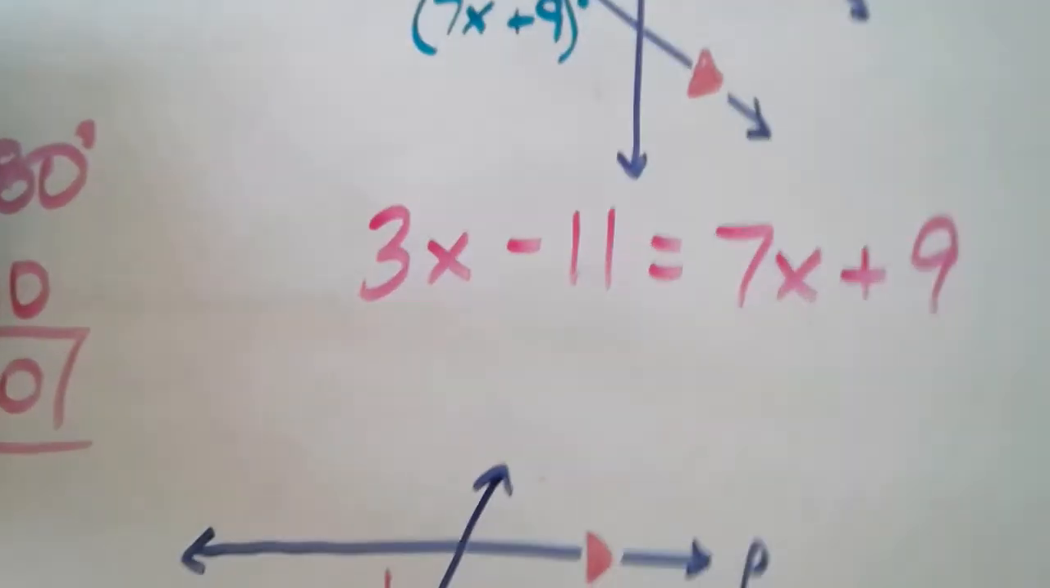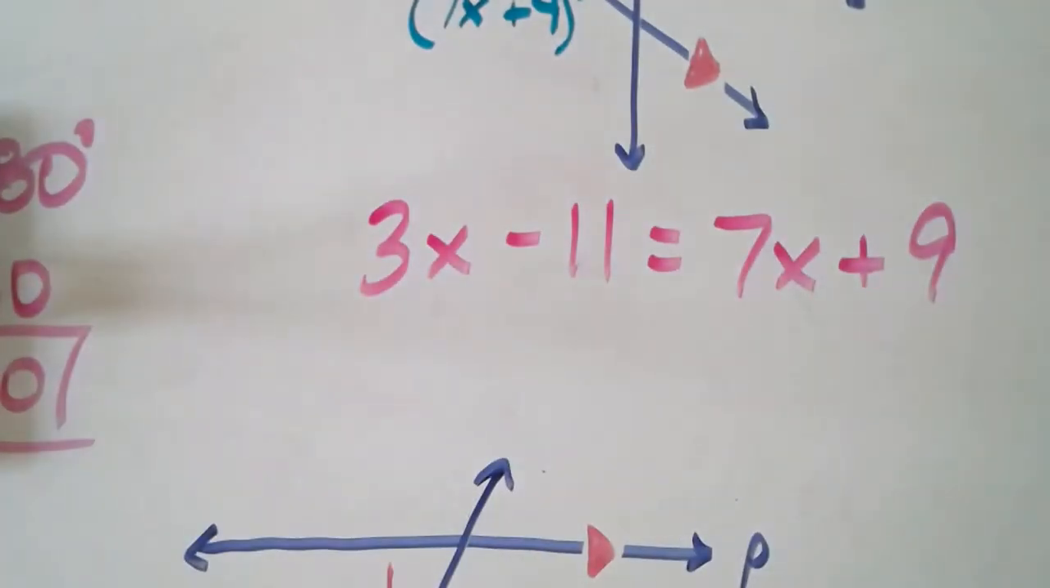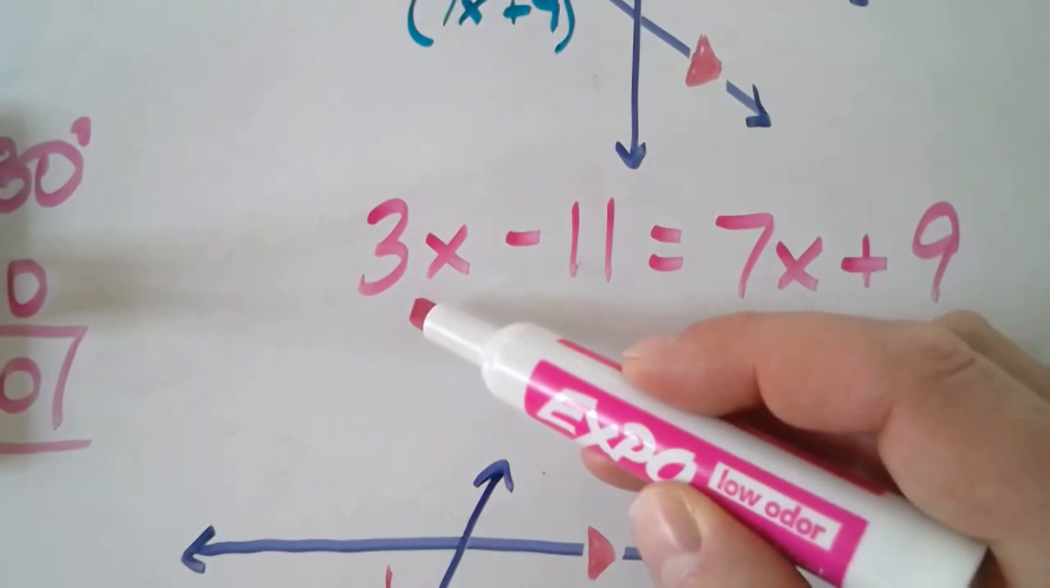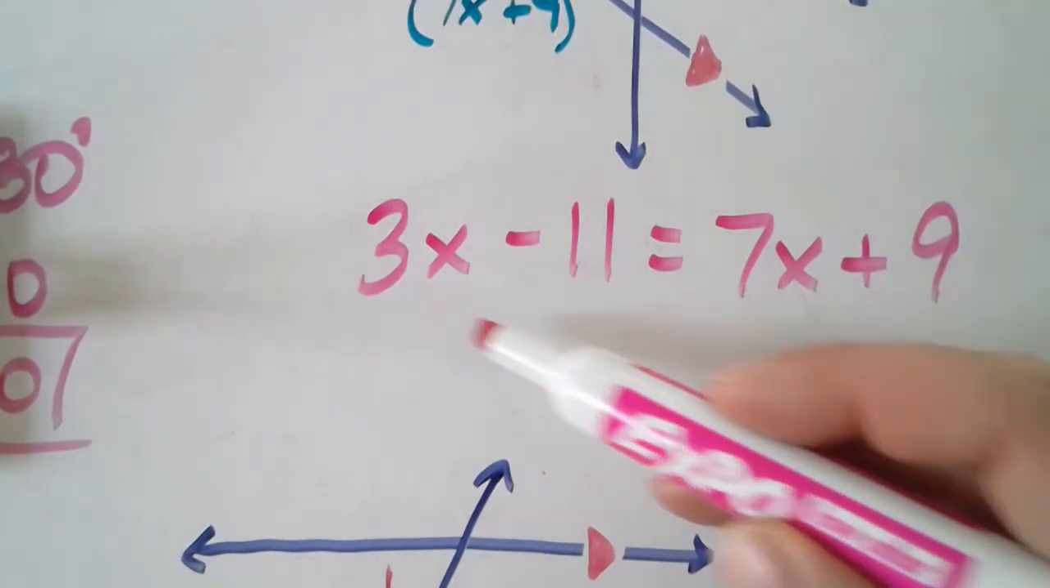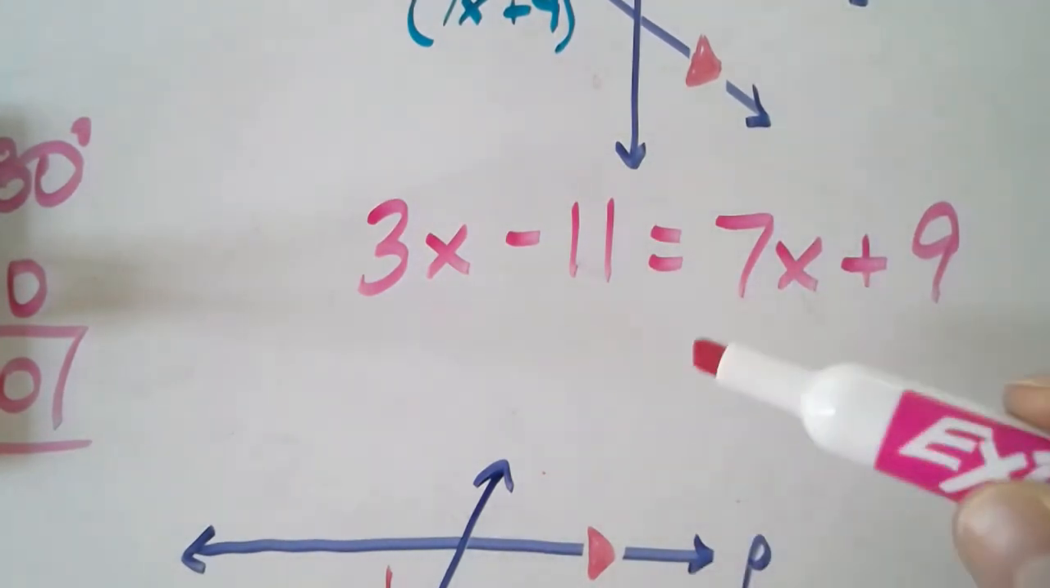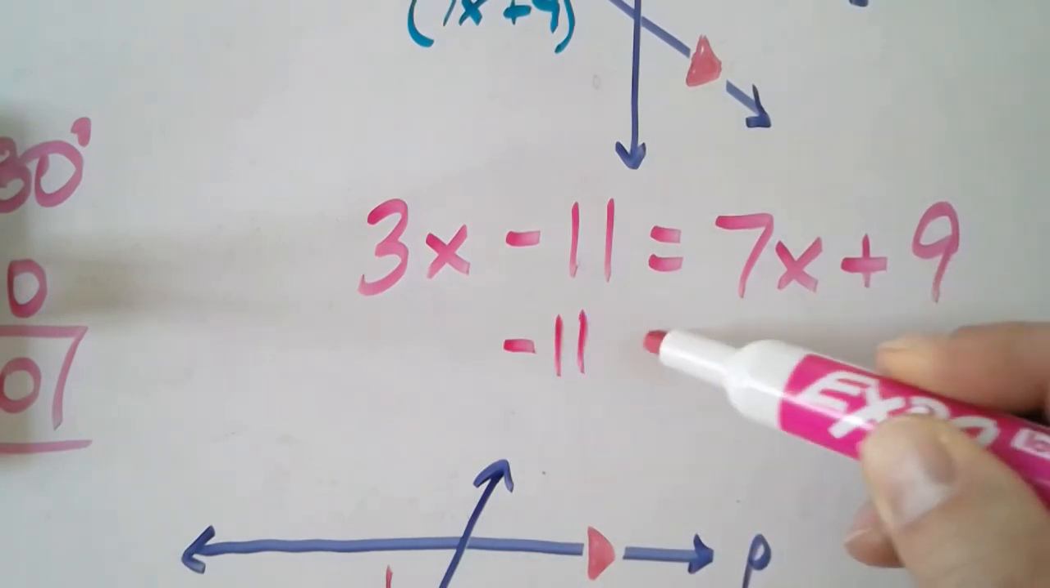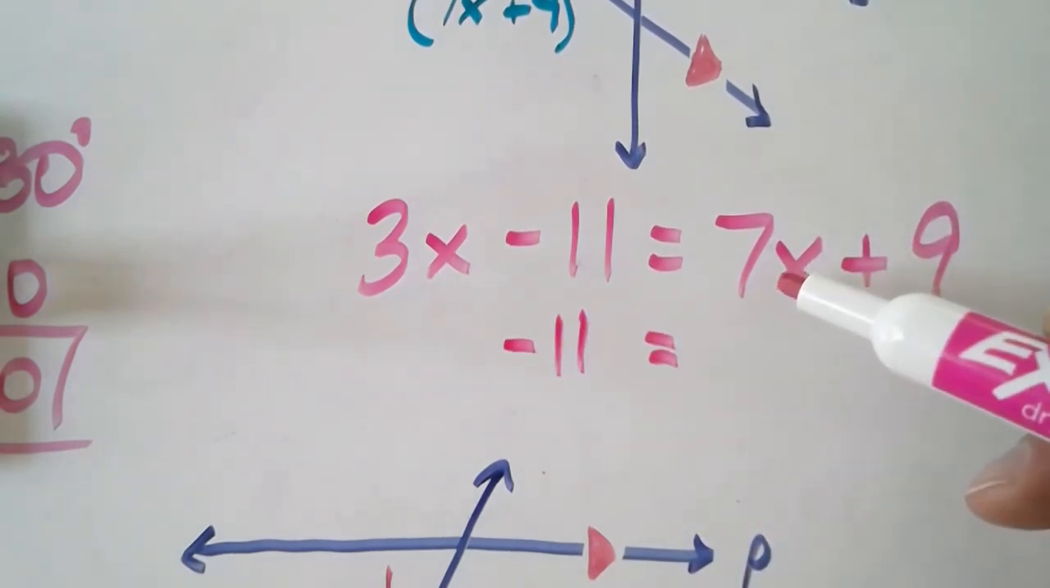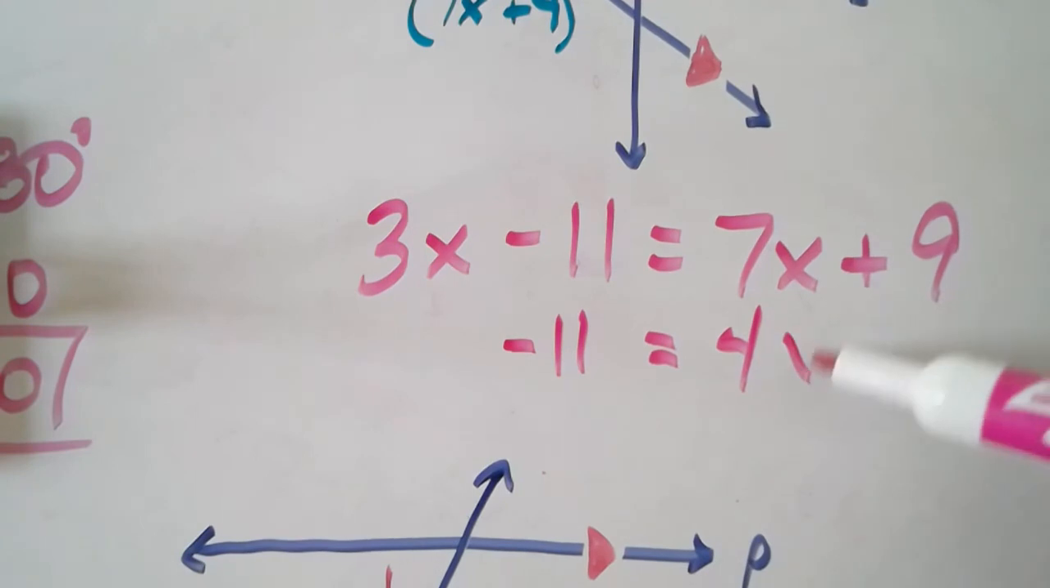Because those have to match, this is now a chapter 1 problem. Now I can collect my like terms, move things away from the variable. So let's go ahead and do that. If I want to move this 3x over here, I would do it by subtraction since it's a positive 3x. And I'd have negative 11 equals 7x minus 3x, which is 4x.